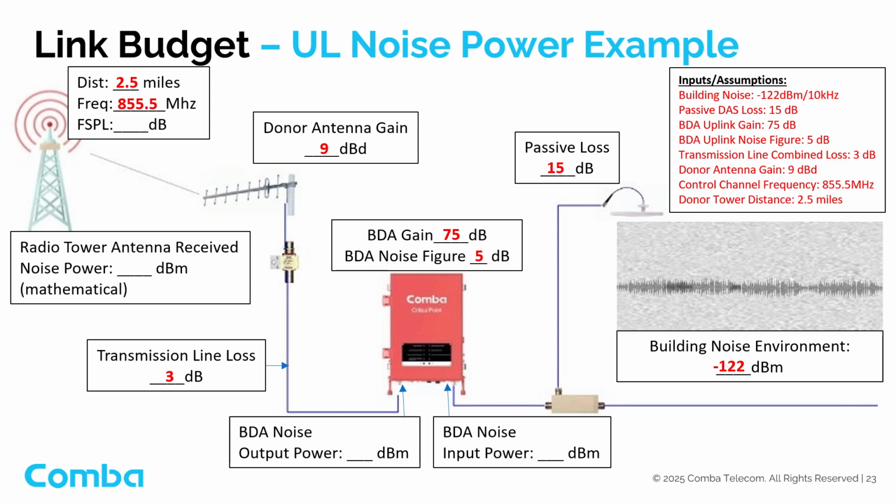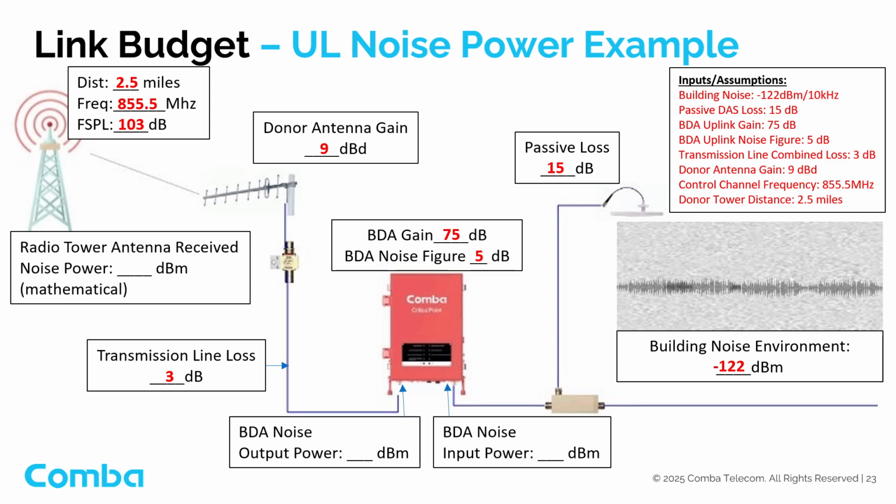The first step is to calculate the free space path loss between the donor tower and the rooftop donor antenna, as this information was not directly given to us. Since we know the frequency and the distance, we can apply the free space path loss formula, which gives us the free space path loss in dB is equal to 36.6 plus 20 times the log of 855 megahertz plus 20 times the log of 2.5 miles equals 103 dB.